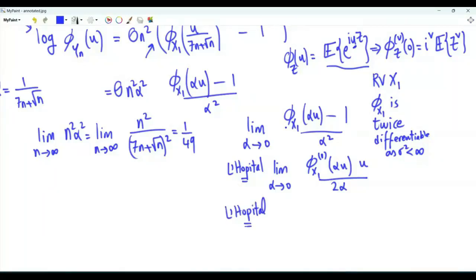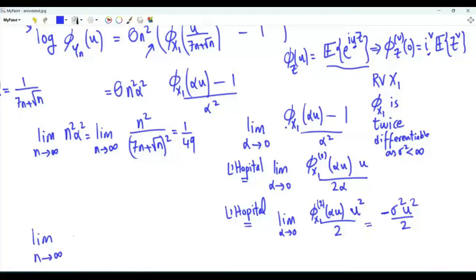We are justified in doing so because the characteristic function of the X random variables is twice differentiable. The derivative of 2 alpha is 2. The derivative of the first derivative is the second derivative. By the chain rule, we have another u, so here we get u squared. If we set alpha equal to 0, we don't have 0 in the denominator. In the numerator, we have the second derivative evaluated at 0 multiplied by i squared. So this is equal to minus the second moment, the variance of X1, which is sigma squared. We also have u squared over 2.